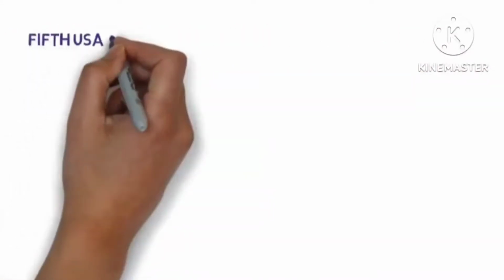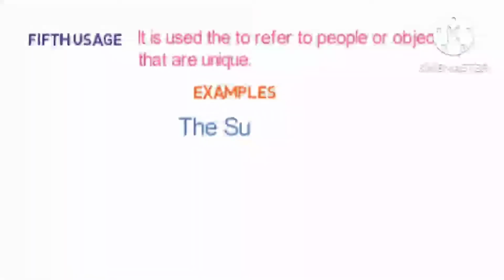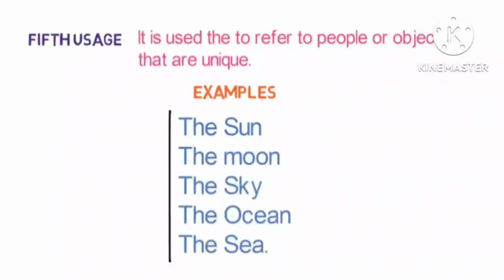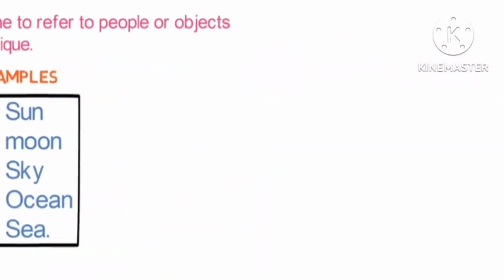Let's look into the fifth usage of the keyword the. It is used to refer to people or objects that are unique. For example, the sun, the moon, the sky, the ocean, the sea. You can see here that these all are unique objects. So we use the here. So these are the 5 important usages of the article the. There are some other usages of the. We will discuss them in some other videos. That's all about the use of the article the in this video.